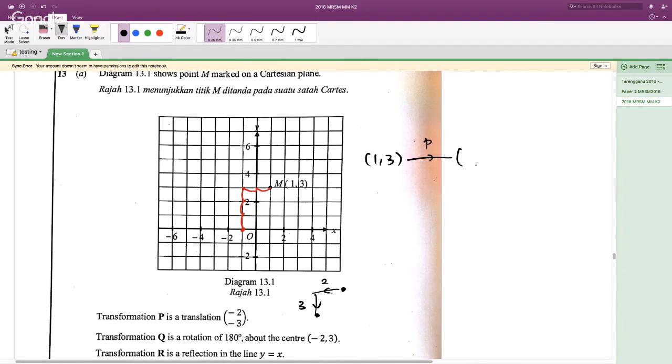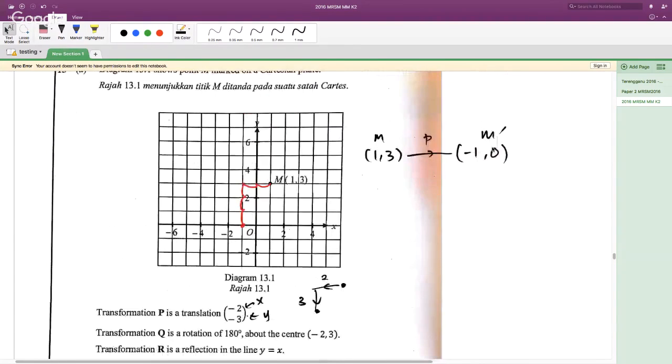Or maybe some students will do something like 1, 3, and then after transformation P, it will go to -1, 0. And some reference books do something like this: 1 minus 2, comma, 3 minus 3, and then they get this one, because they subtract 2 from the x and subtract 3 from the y. But I guess this method is good enough. This is M, this is the M image. All right, then we go to the second one.